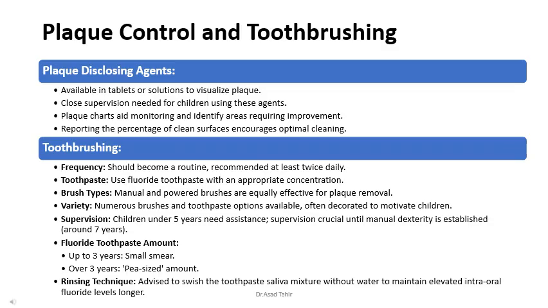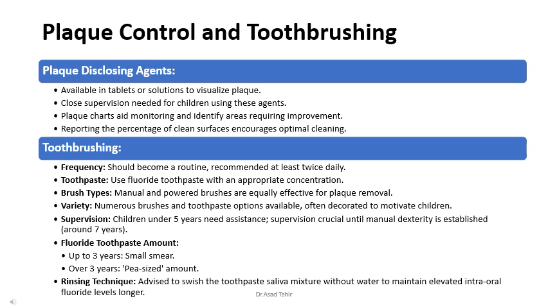Let's break down plaque control and toothbrushing for kids. Plaque control. Plaque disclosing agents. These are like magic potions that help us see where plaque is hiding. They come in tablets or solutions, but they need adult supervision because they stain your teeth temporarily. We use them to track how well you're cleaning your teeth and figure out where you need to do better.